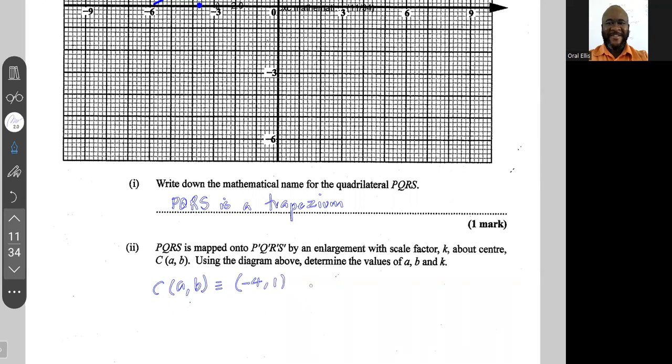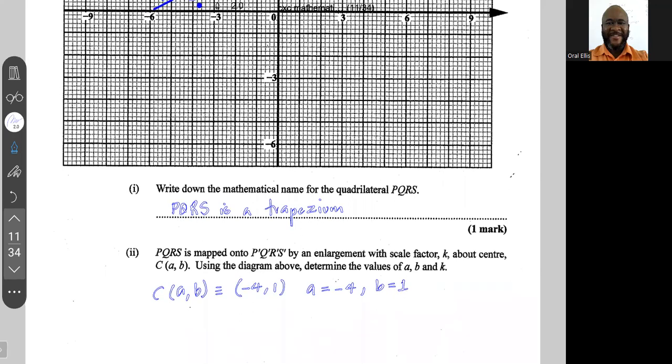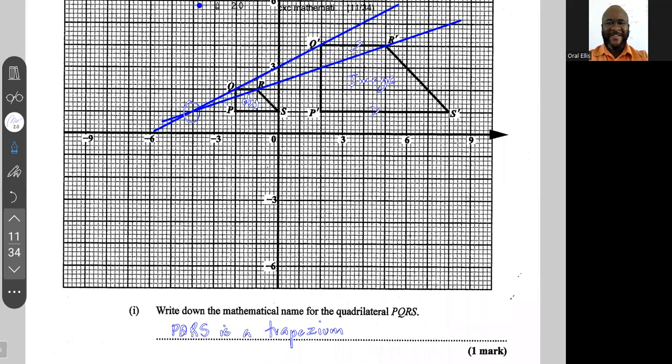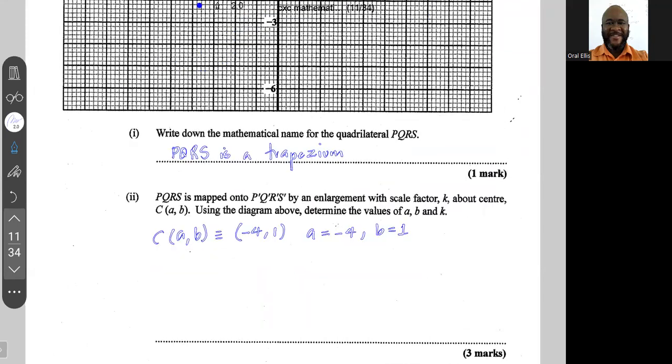So in other words, A is equal to minus 4, A is the x coordinate, and B, the y coordinate, is 1. So what did I use to identify the center of enlargement? I used the fact that in an enlargement, a straight line passing through corresponding points on the object and on the image must pass through the center of enlargement. The next thing we're asked to do is to calculate K.